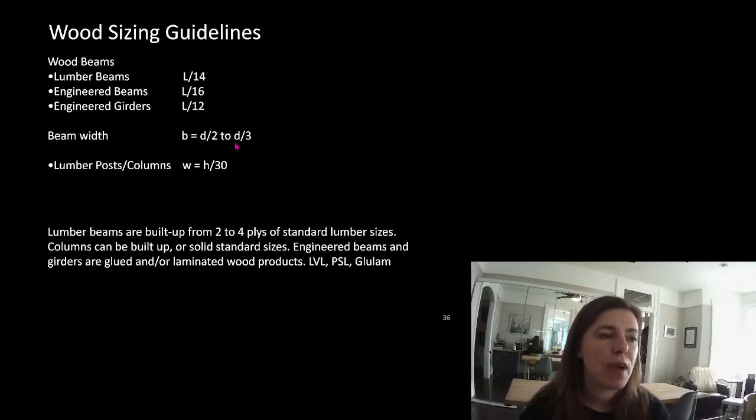Wood beams. Okay. The joists were in a separate category. We have lumber beams. So lumber is going to be our 2x material, our regular lumber that we can go buy at Home Depot. Engineered beams, we're talking LVL and PSL. Possibly glulam, but that's not very common. Engineered girders are the same as the engineered beams, so we're talking PSL, LVL, and possibly glulam, but it's when it's doing a bigger job than just a regular old beam.